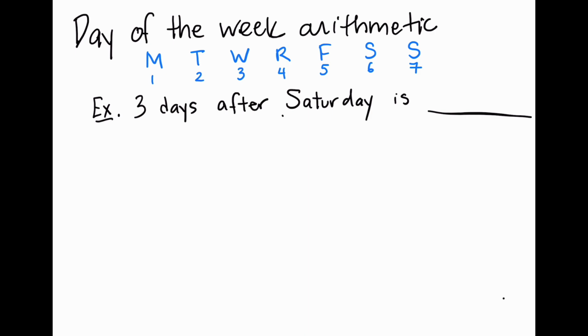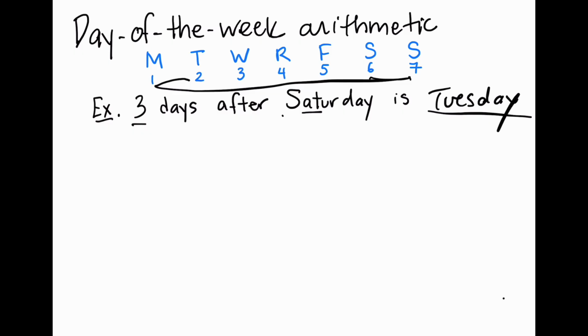Another similar example is day of the week arithmetic, and this is modulus 7. So here's an example. 3 days after Saturday is, so here's Saturday, and we would have 1, and then going all the way to Monday, 2, and then 3 leaves me Tuesday. So I can see that that is just Tuesday, which corresponds to 2.